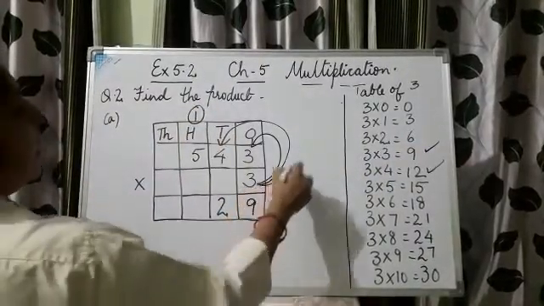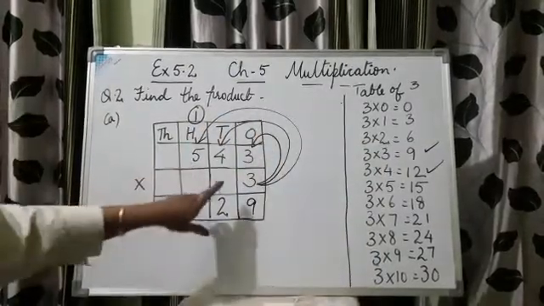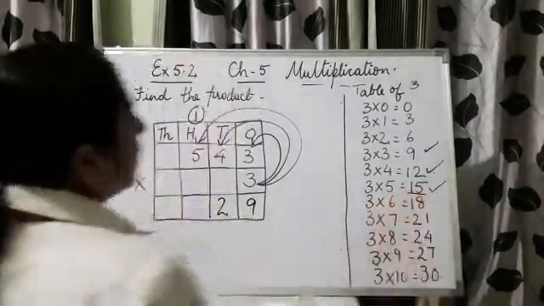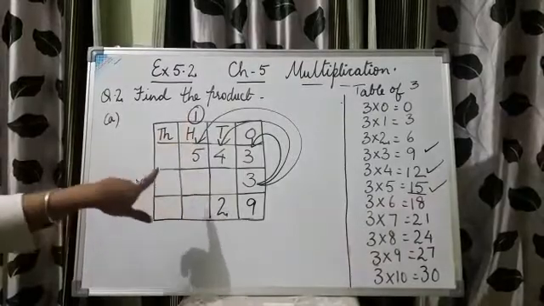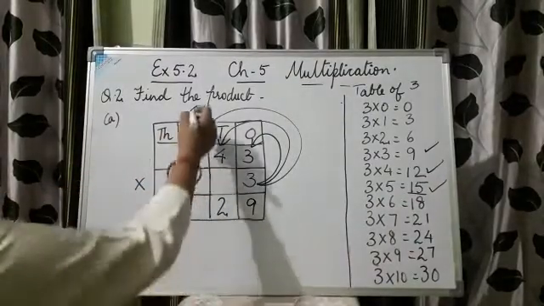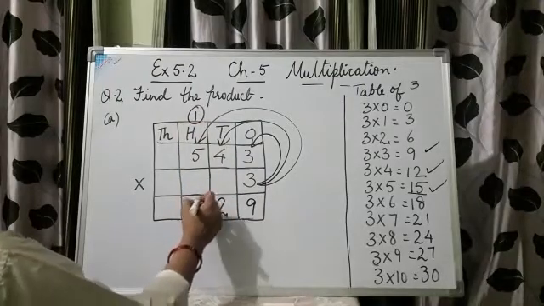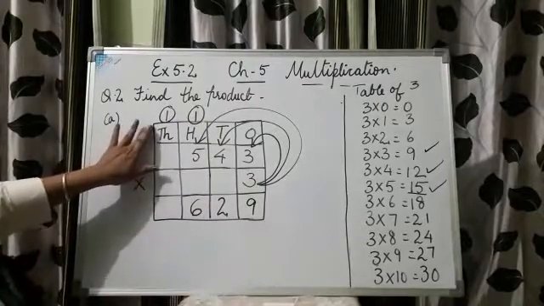2 here, 1 carried to the next place. Now 3 when multiplied with the hundreds digit, that is 5. 3 fives are 15. Then add the carry with 15, that is 15 plus 1 is 16. 6 here and 1 carried to the thousands place.